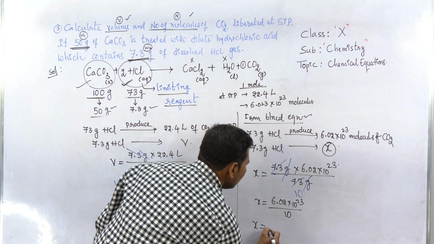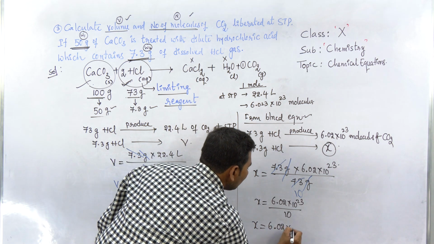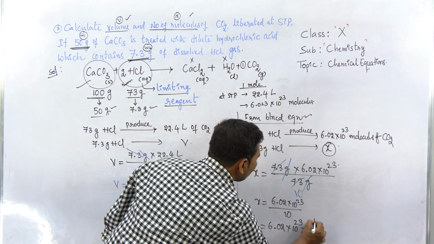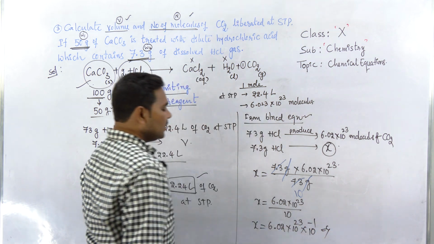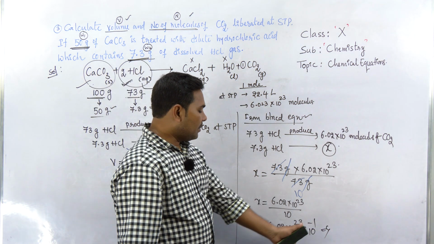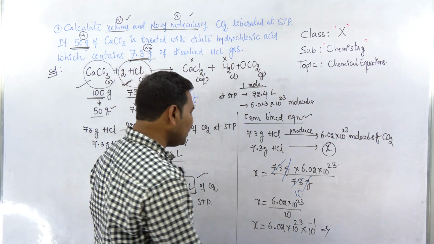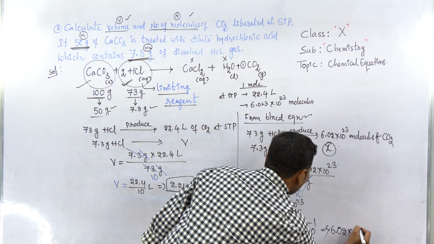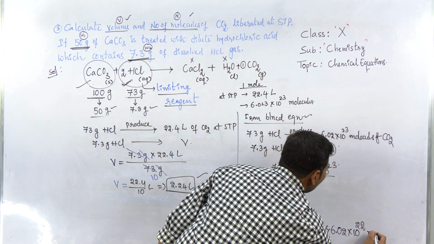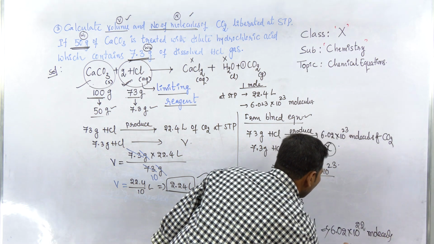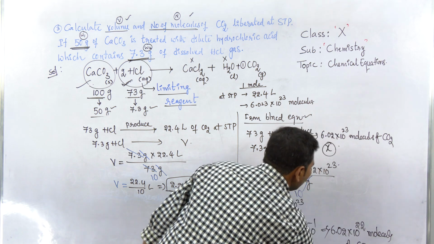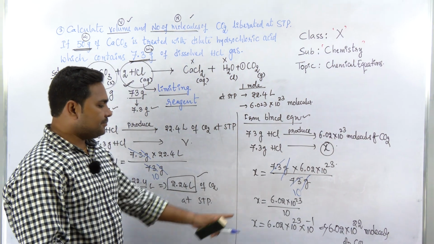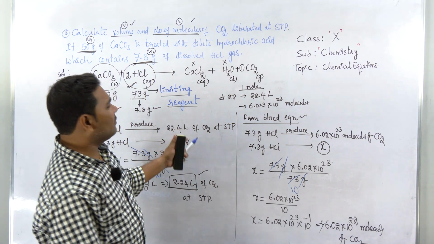X is equal to 6.02 into 10 to the power 23 into, this 10 goes upside, becomes 10 to the power minus 1. When bases are same, powers are added, 23 minus 1 is 22. So we write 6.02 into 10 to the power 22 molecules of CO2 is produced. Okay, this is the answer. I hope you understand solving this problem.